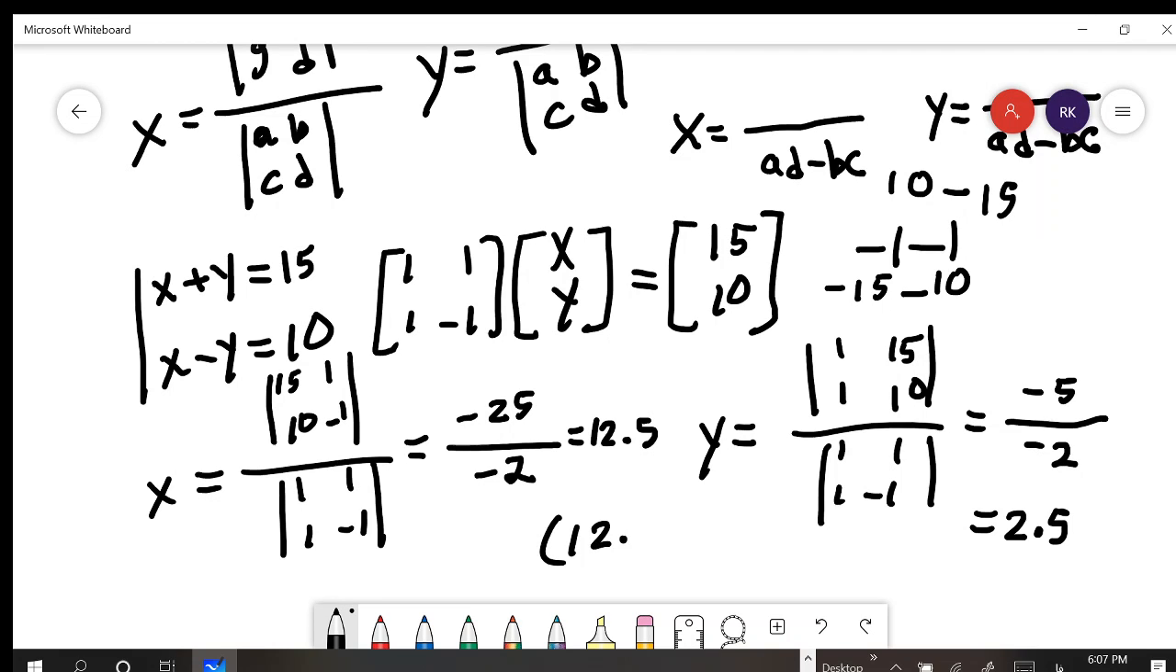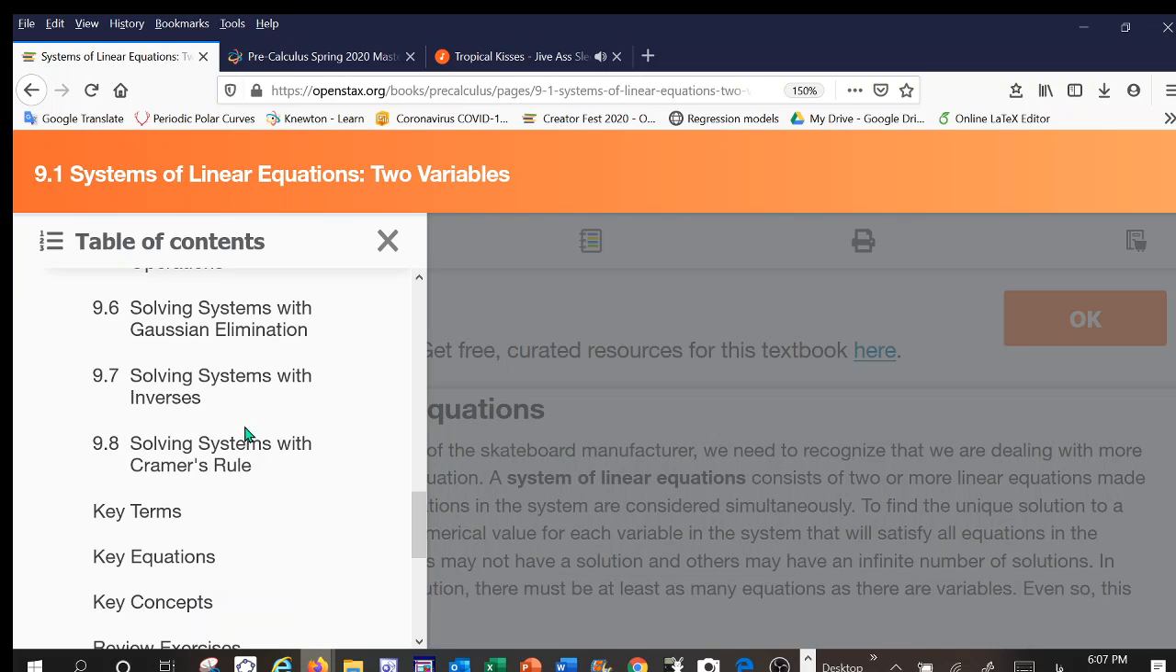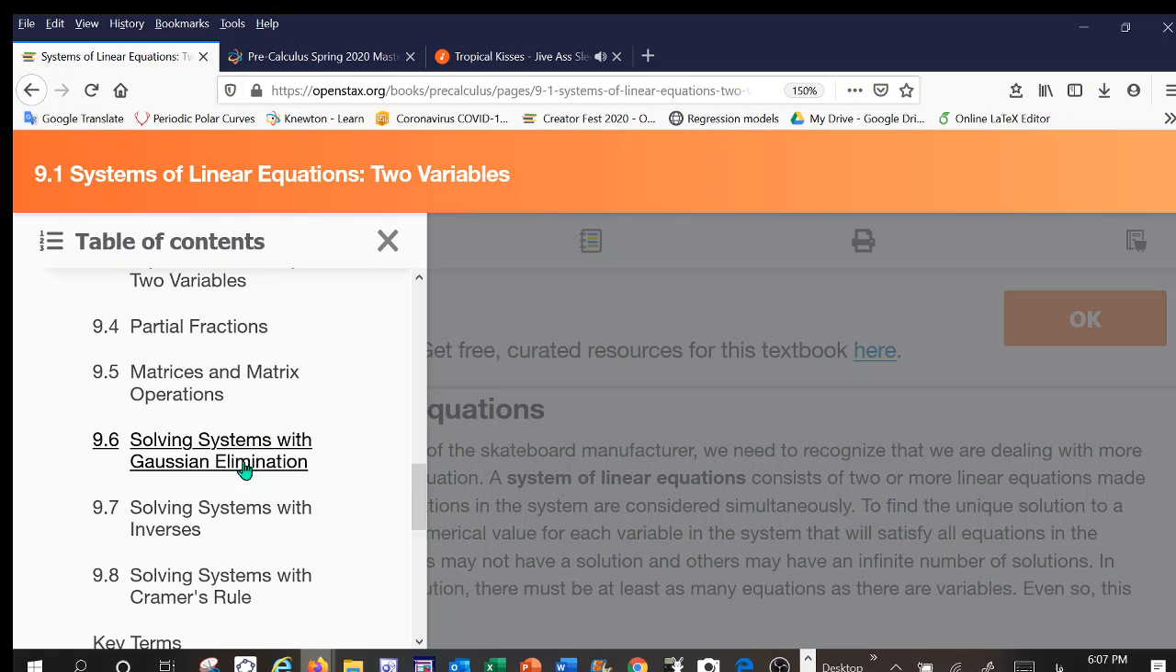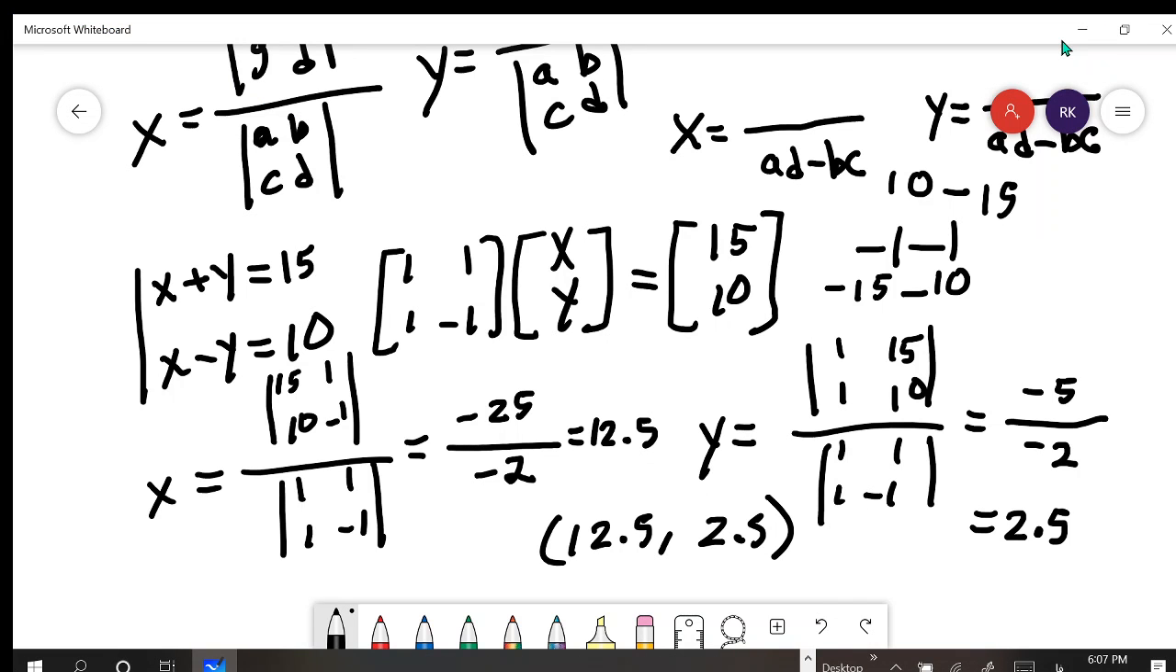So the solution is 12.5, 2.5. Okay, so Cramer's rule can give us x and y. The inverse method can give us x and y. So what we have is Cramer's rule, the inverse method, and then Gaussian elimination. Three different ways using matrices. All right, and of course we use calculators to do this, right?